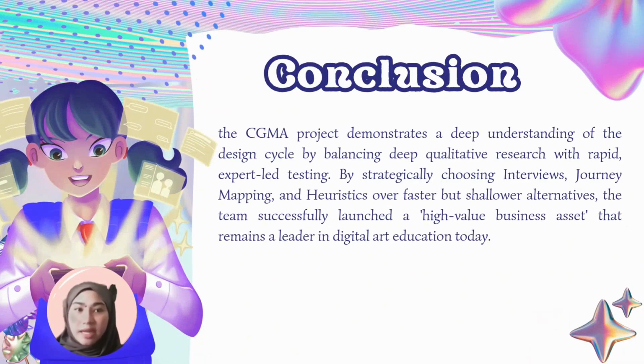So in conclusion, the CGMA project serves as a prime example of how to navigate a complex project design cycle by balancing deep qualitative research with rapid and expert-led testing. By strategically choosing interviews, journey mapping, and heuristic evaluation over faster but shallower alternatives, the design team was able to address the core cumbersome bottleneck of the legacy system. This methodical approach allowed them to successfully launch a high-value business asset that not only modernized their technology stack with Ruby on Rails, but also created a thriving social-oriented community for digital artists.